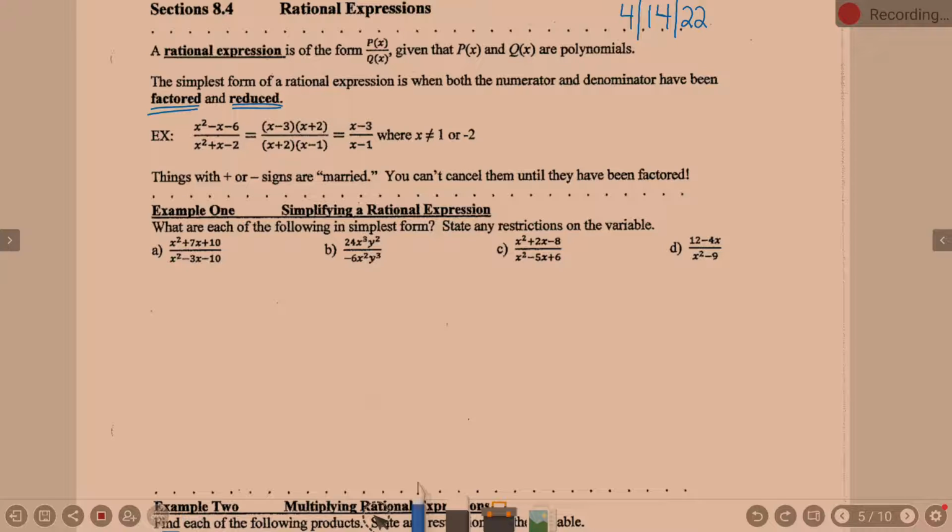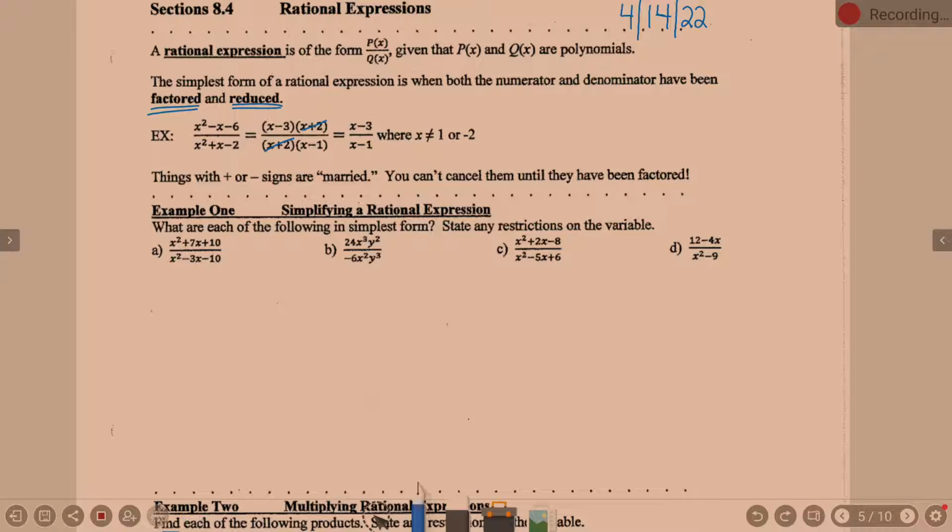This example, x squared minus x minus 6 over x squared plus x minus 2. Well, remember product and sum? You're going to see a lot of product and sum today. This factors into x minus 3 times x plus 2 over x plus 2 times x minus 1. Well, the idea is what can cancel here? Yeah, x plus 2 can cancel with x plus 2. You're left with x minus 3 over x minus 1. So that is your answer.